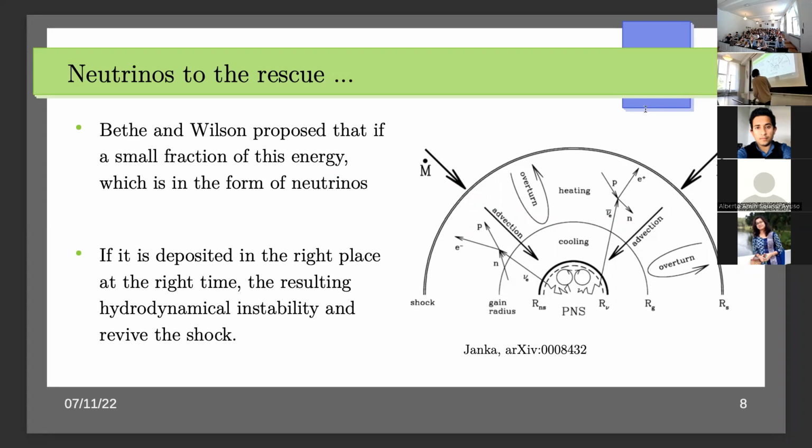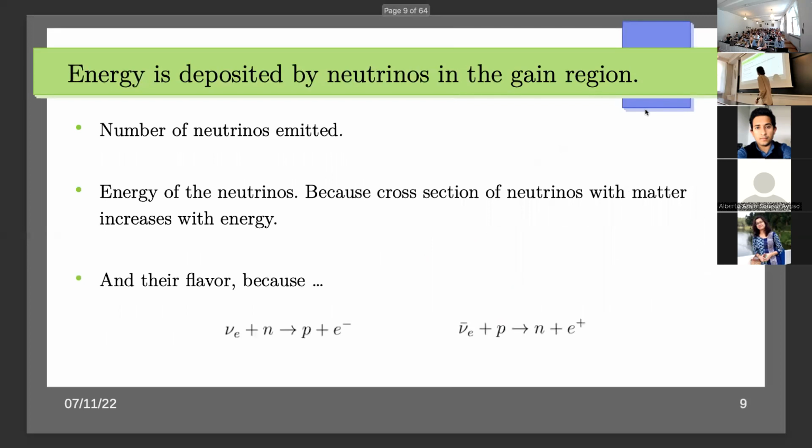So this is a cartoon of what we are talking about. So here we have a shock which has stalled, and this is called the gain region. And in the gain region, what happens is the neutrinos which were emitted from this protoneutron star deposit a bit of energy, and this leads to hydrodynamical instabilities which will blow up the star. So how much energy is deposited by neutrinos in this gain region?